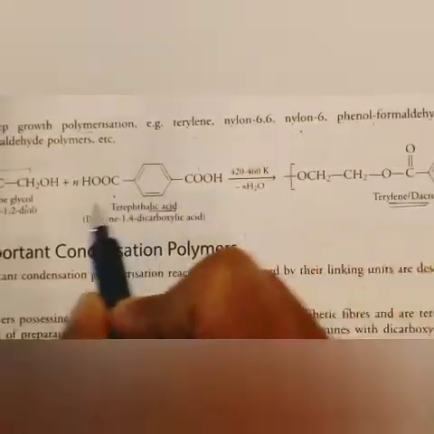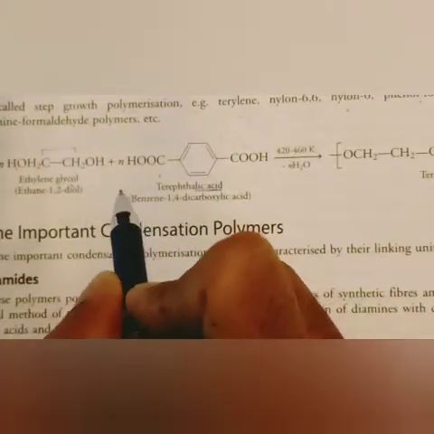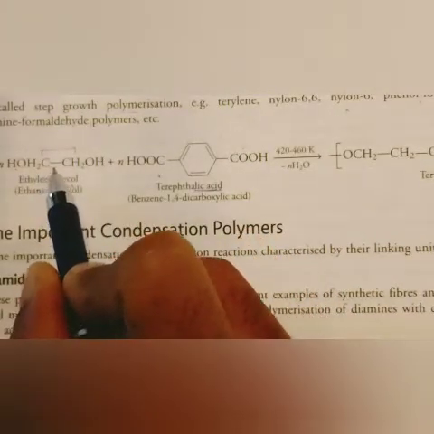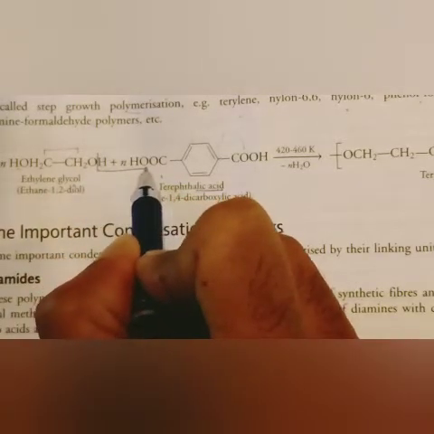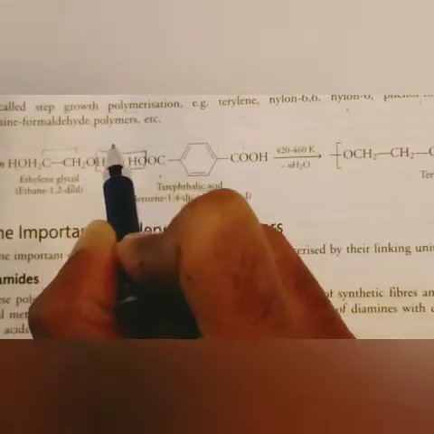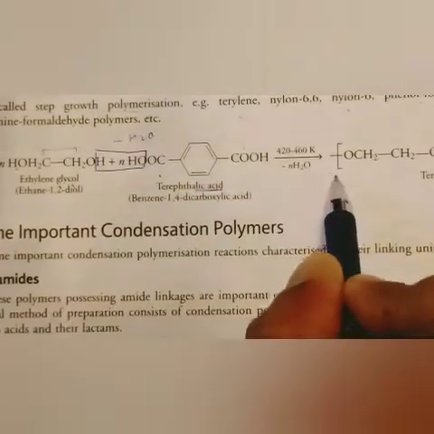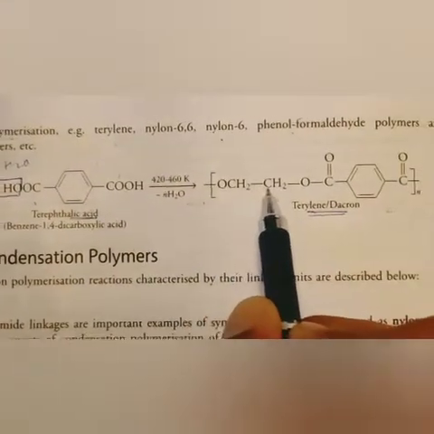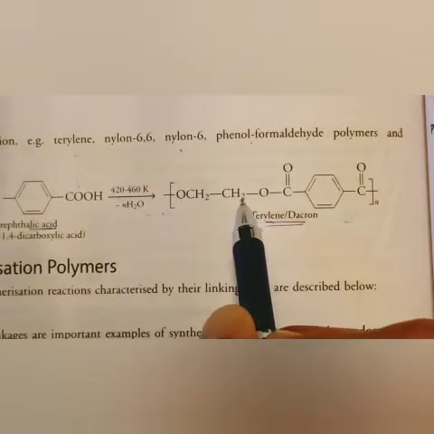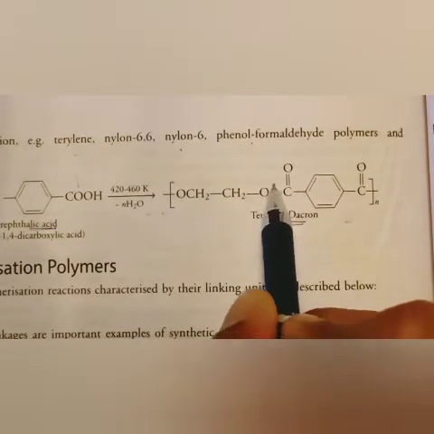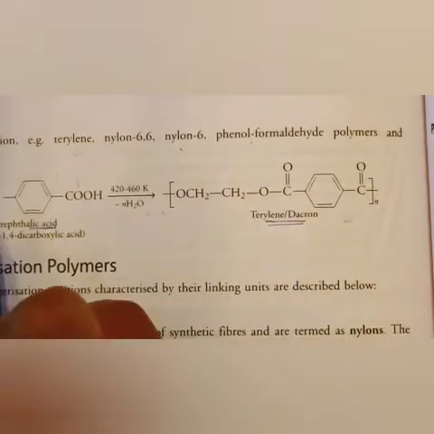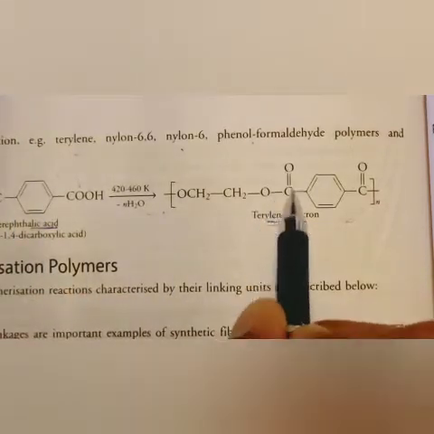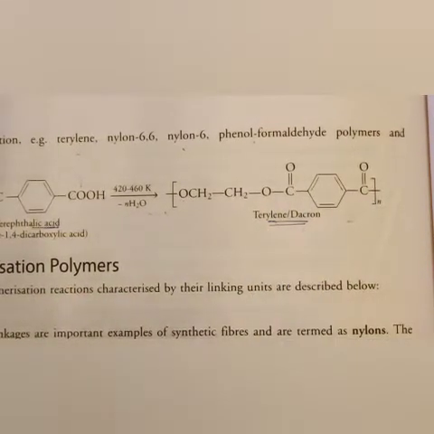It will connect with CH2O, and from here it will remove H2O. When it removes H2O, the rest is the same: O, CH2, O. Now the H and OH will be removed as H2O from here, it will react from this point, C double bond O, and it will form Dacron.